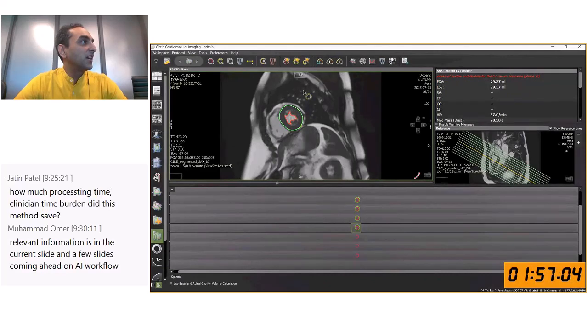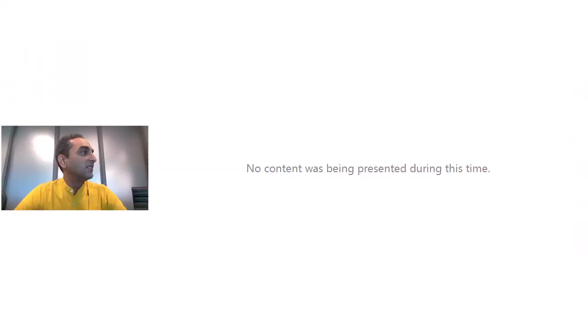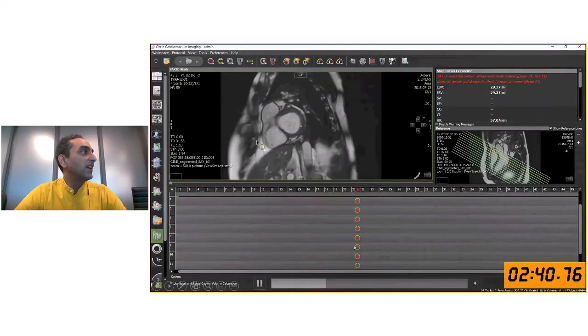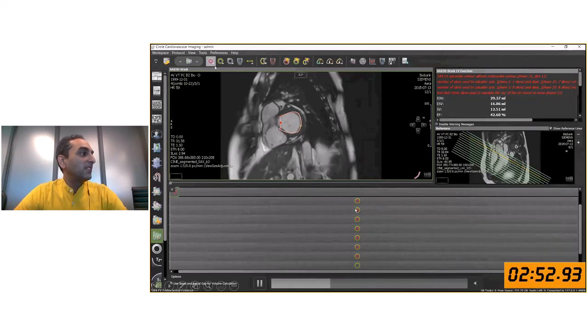And here you can see that they're finished contouring the end systolic phase. So what they then do is identify the end diastolic phase and repeat the entire process all over again. So if we have 10 different slices for 2 phases, you can imagine that they have to do this for 20 different images manually. And they're still going at it. 4 minutes in, 5 minutes in, they're still contouring manually.